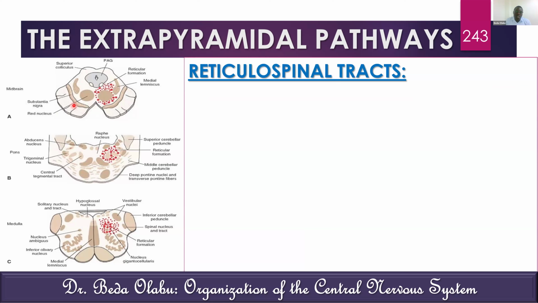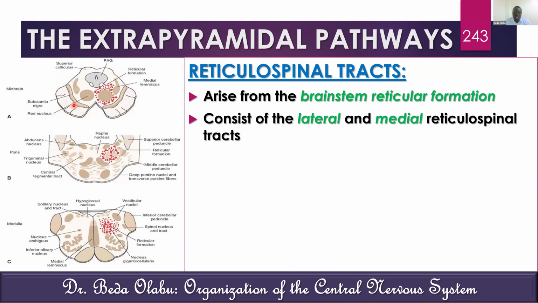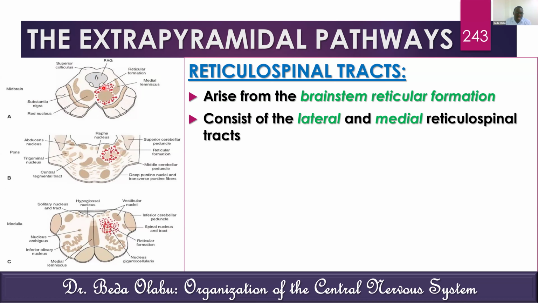The other tract is what we call the reticulospinal tract. The reticulospinal tracts arise from the brainstem reticular formation. Again, there are two, lateral and medial reticulospinal tract. This image shows you the reticular formation. Reticular formation, the brainstem, is a very diffuse system made up of reticular nuclei and reticular fibers. The reticular fibers tend to be interneurons within the brainstem. Reticular nuclei are aggregations of cell bodies scattered all over the brainstem, which forms almost the core of the brainstem.